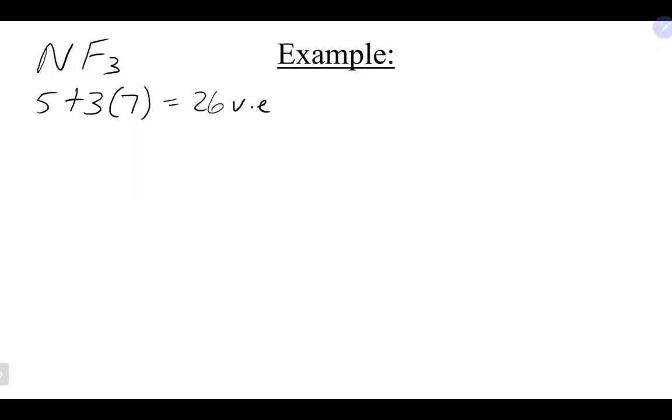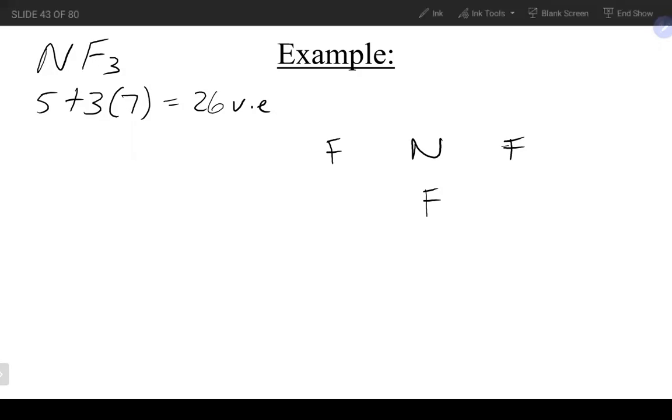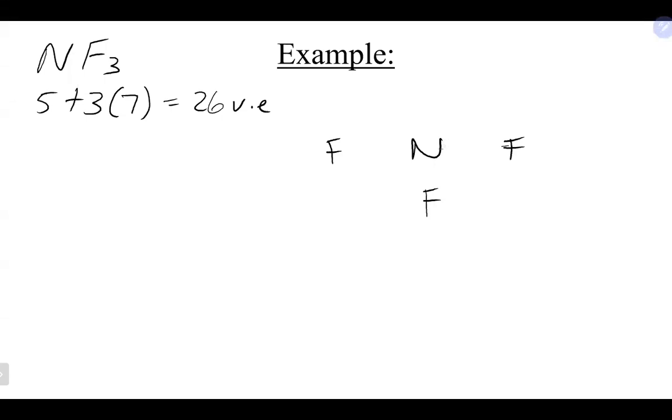Nitrogen and fluorine are in the same period. Nitrogen is further to the left, which means it's least electronegative, so it's going to go in the center. I'm going to put a fluorine on each side, and one below. Could you put the third fluorine on top? Yeah, it doesn't matter. You could put it on top or on the bottom.